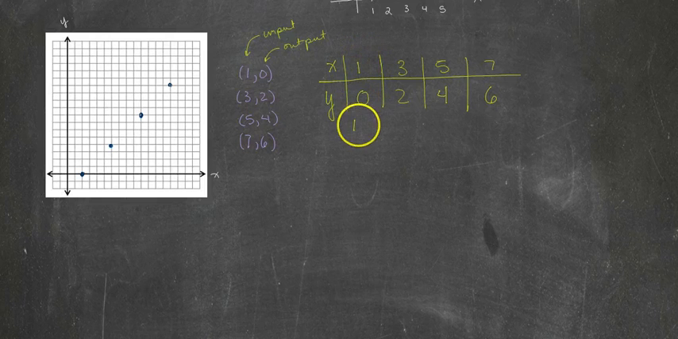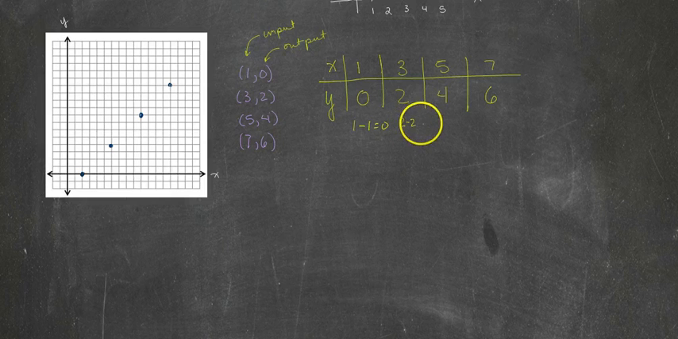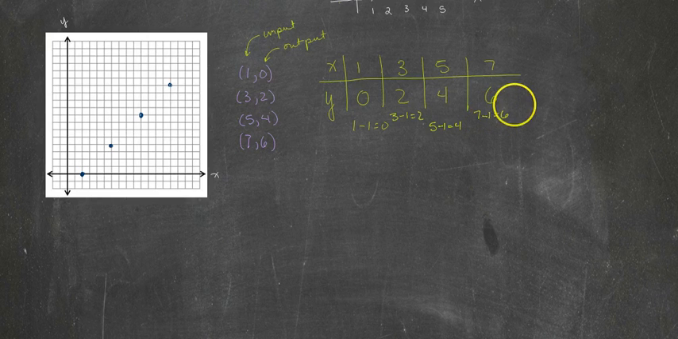So this could be 1 minus 1 equals 0. Well, 3 minus 1 equals 2. So my input take away 1 is my output. 5 take away 1 is 4. So my input take away 1 is my output. And then lastly, 7 take away 1 equals 6. So the pattern holds true all the way across.